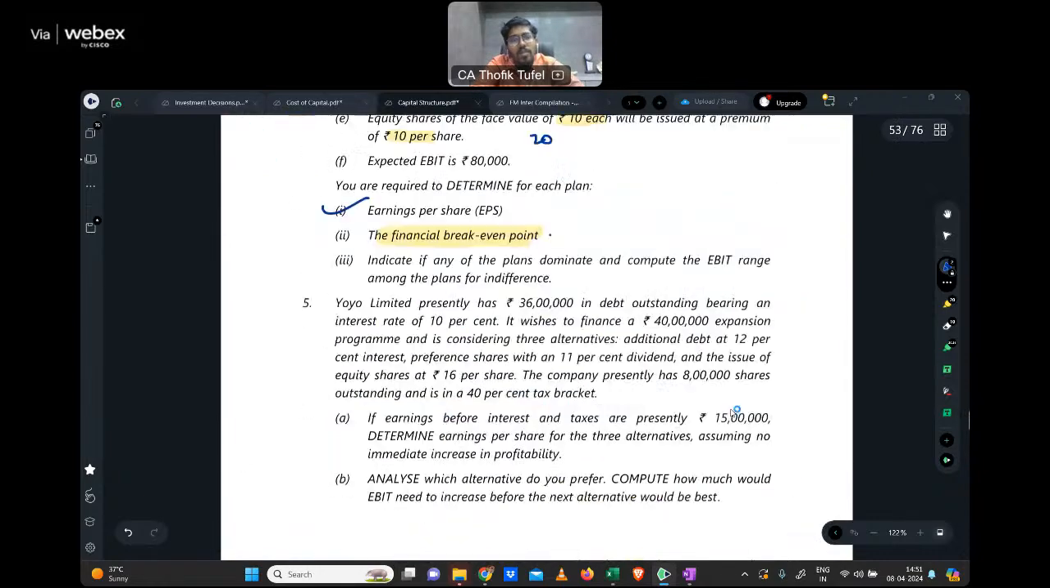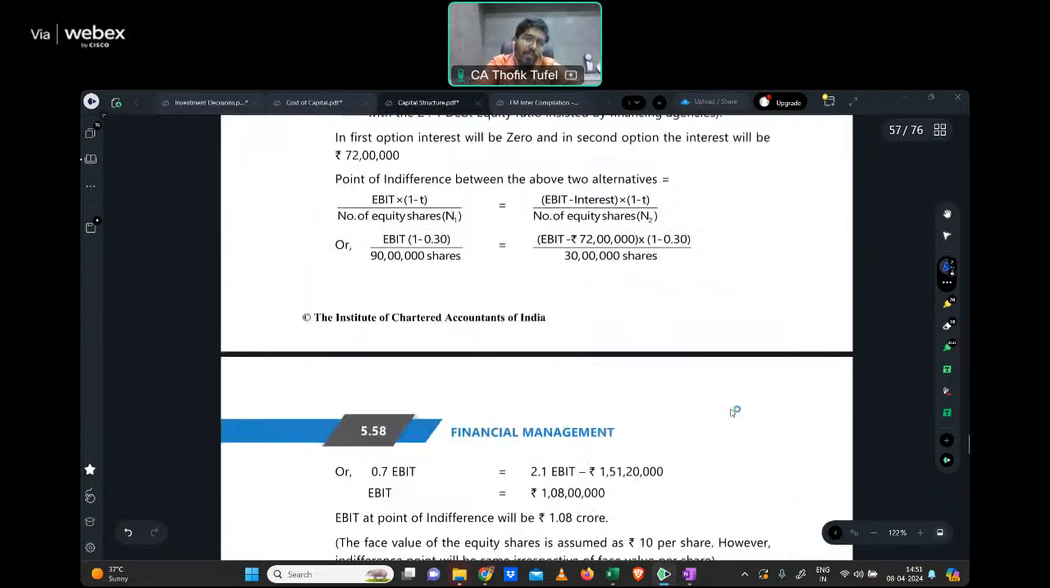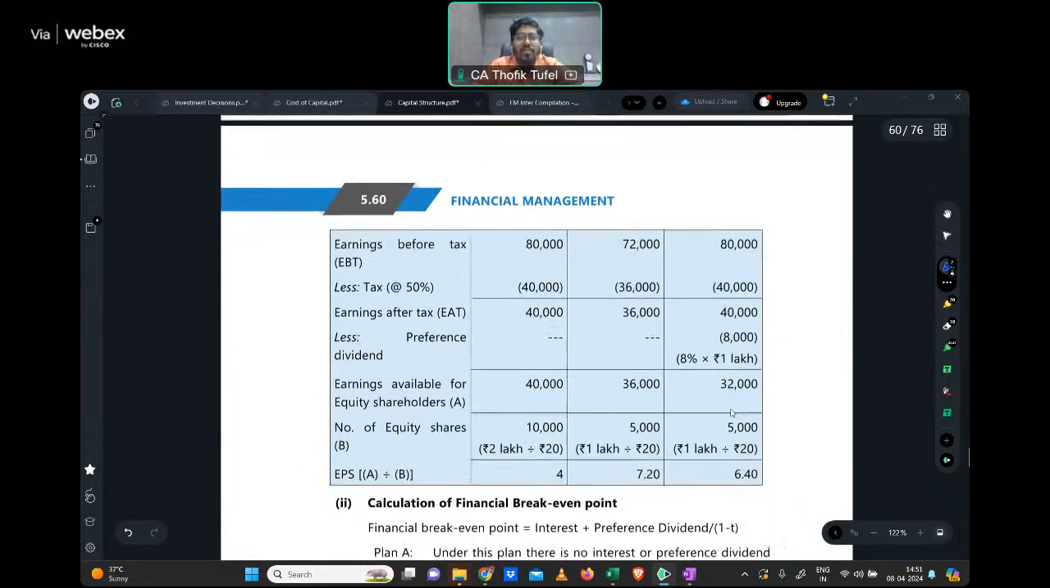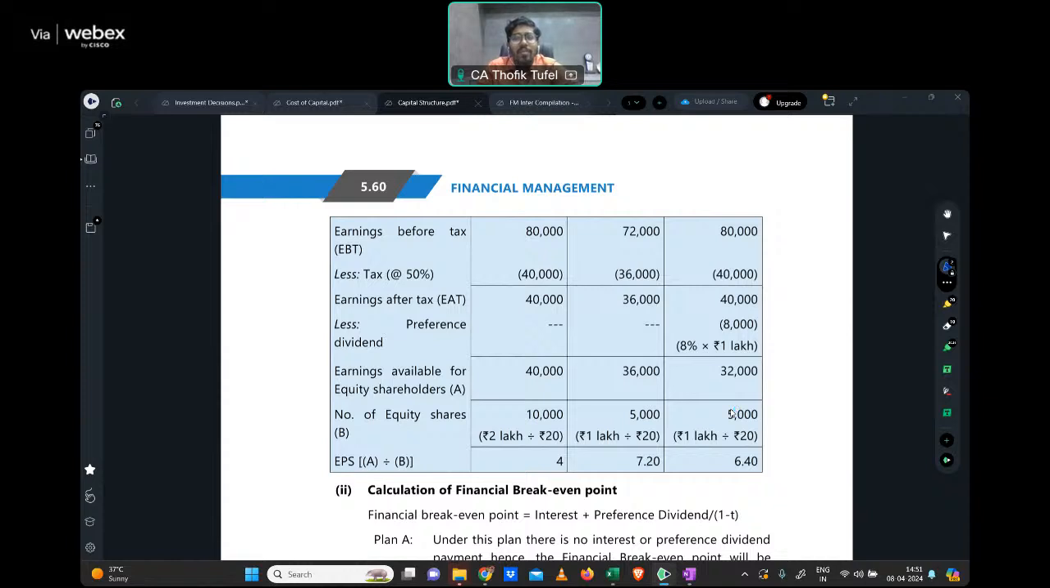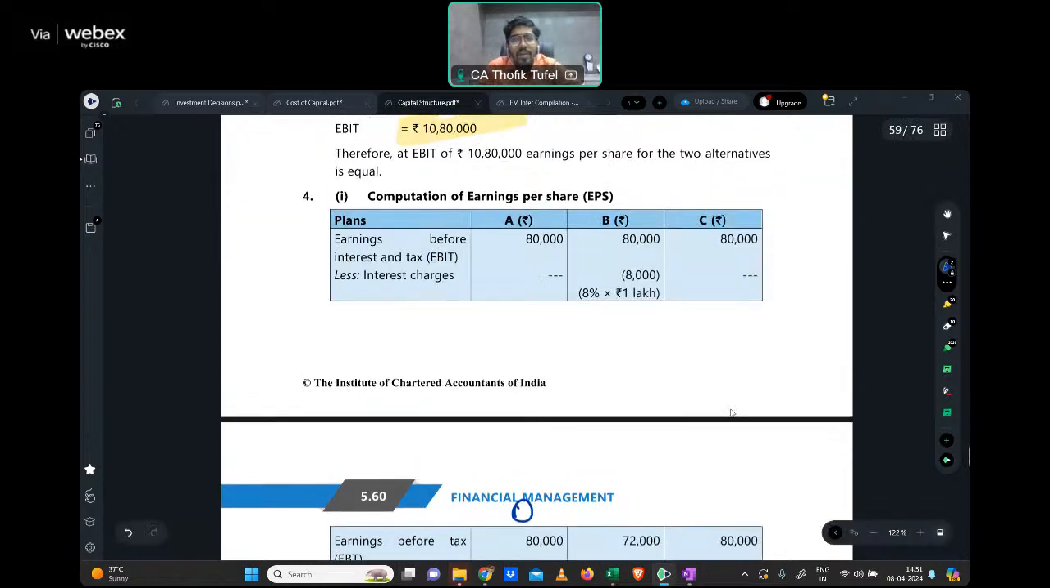Which question was that? This is question number 4. Okay, question number 4. Now see question number 4. In the first case the financial break-even point will be 0. In the second case the financial break-even point will be interest. What is the interest amount? It is 8% into 1 lakh.